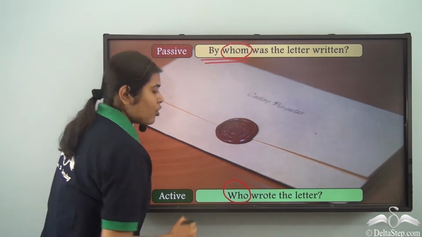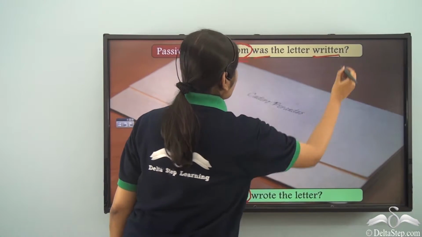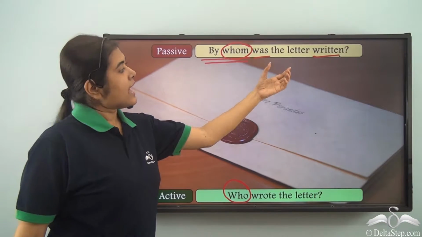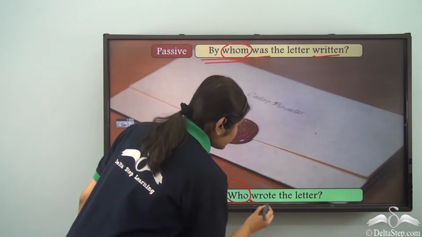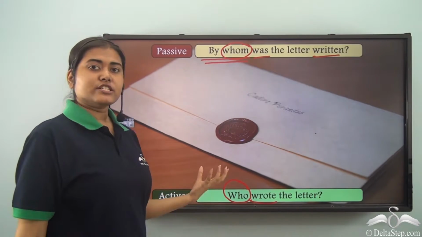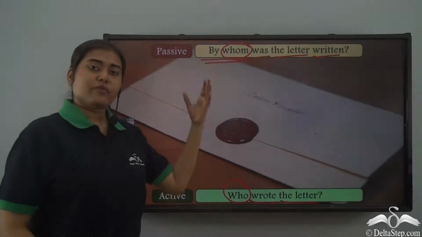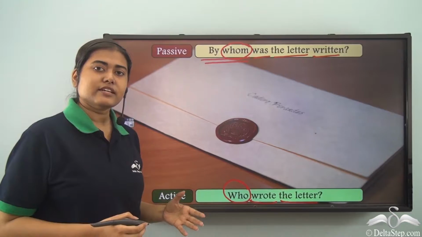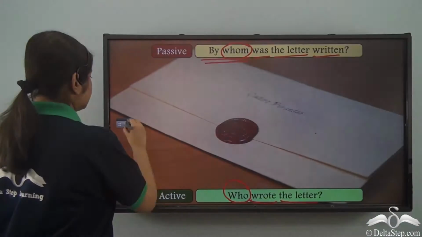After that, the verb is was written. That is the past form of the verb be and the past participle form of the verb write. So it will be wrote. And what is the object? The letter. So whenever we change an interrogative sentence from passive to active, it will still remain an interrogative sentence.